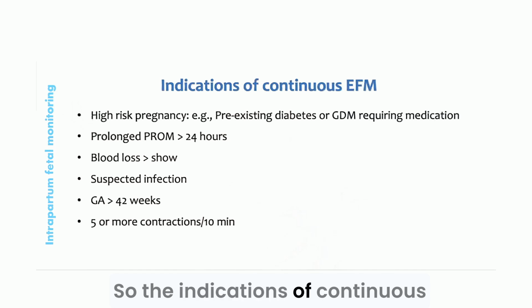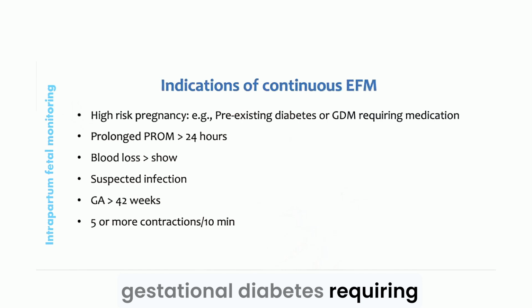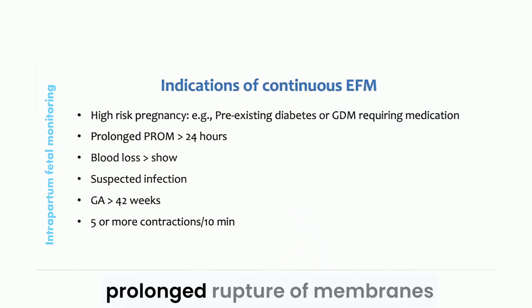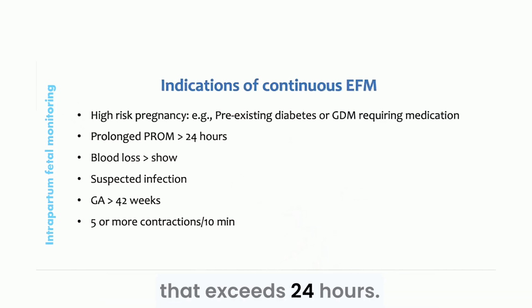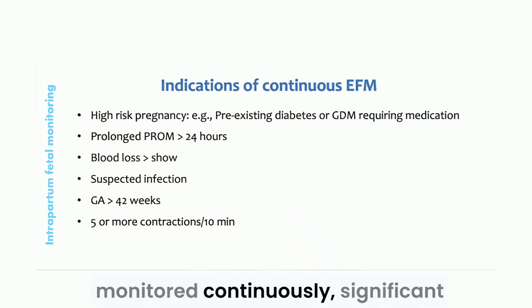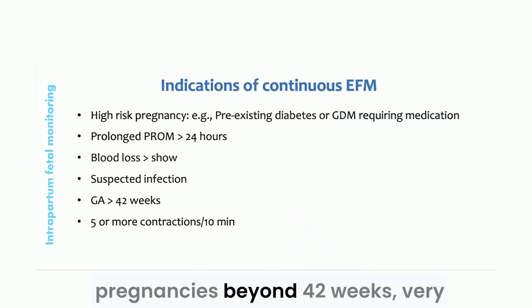So the indications of continuous electronic fetal monitoring include high-risk pregnancies such as pre-existing diabetes, gestational diabetes requiring medications, hypertension, prolonged rupture of membranes that exceeds 24 hours. That's very important. So any rupture of membranes that's more than 24 hours should be monitored continuously. Also significant blood loss, suspected infections, or pregnancies beyond 42 weeks.